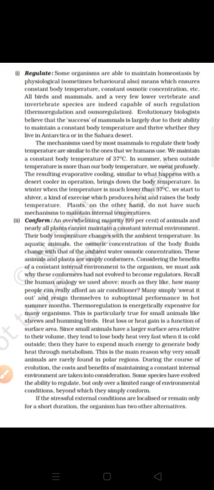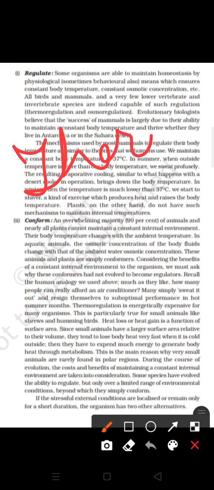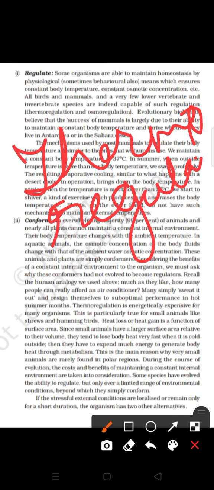Some organisms are able to maintain their constant body temperature and osmotic concentration despite changes in the external environment. Such a condition is known as thermoregulation. What is it known as? Thermoregulation. As I told you, humans, mammals, or birds, very few vertebrates, are capable of thermoregulation.